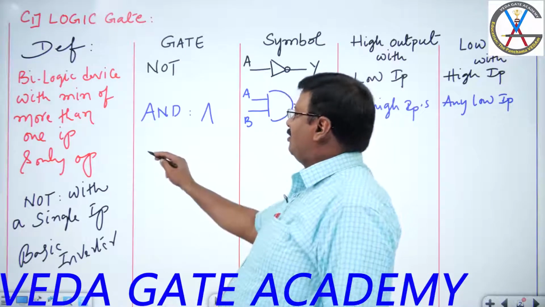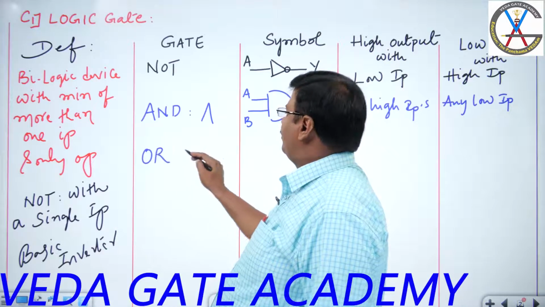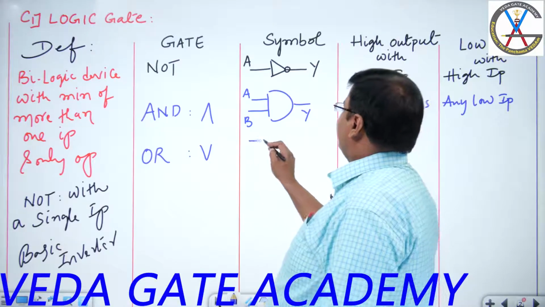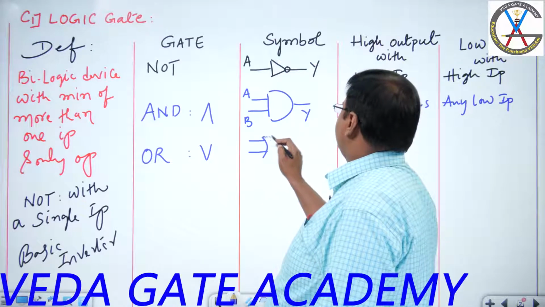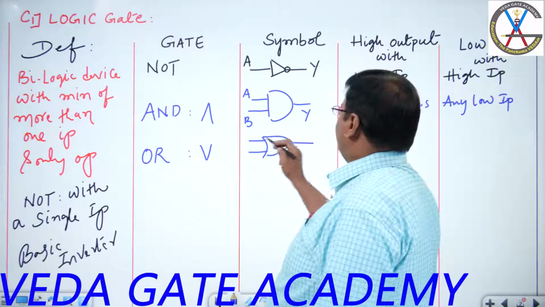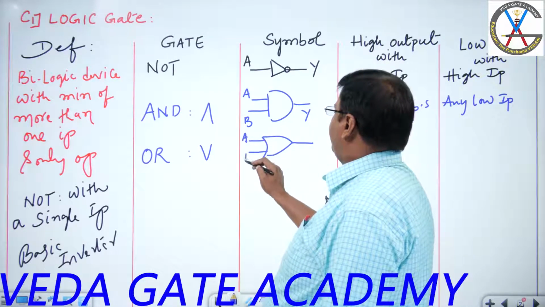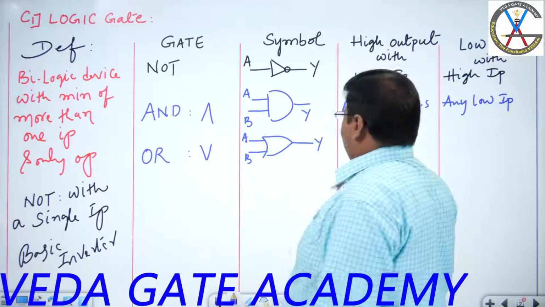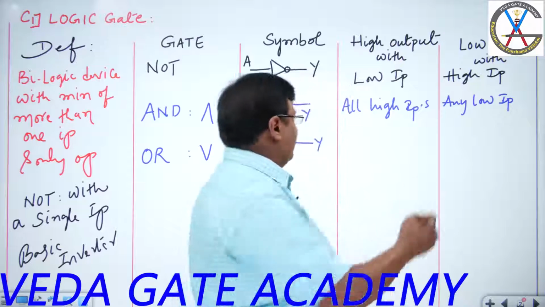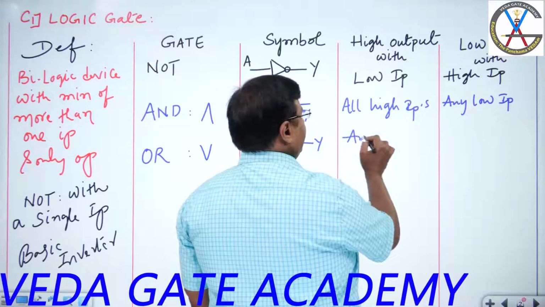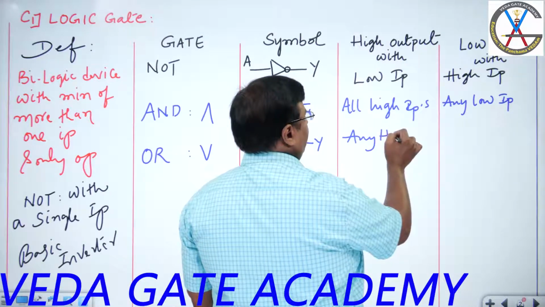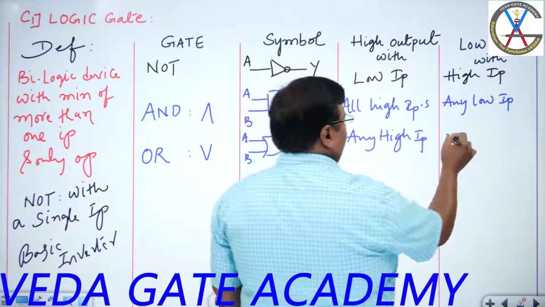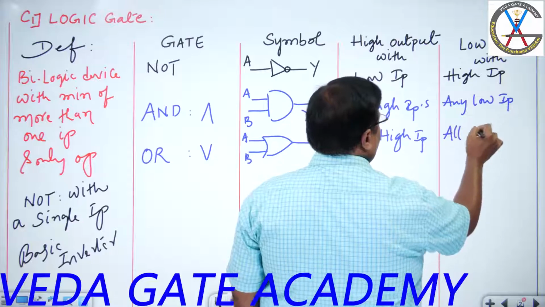Immediately OR gate. The symbol is this, and the structure is this. A, B, Y, OR gate. And OR will get a high output with any high input, and low with all low inputs.